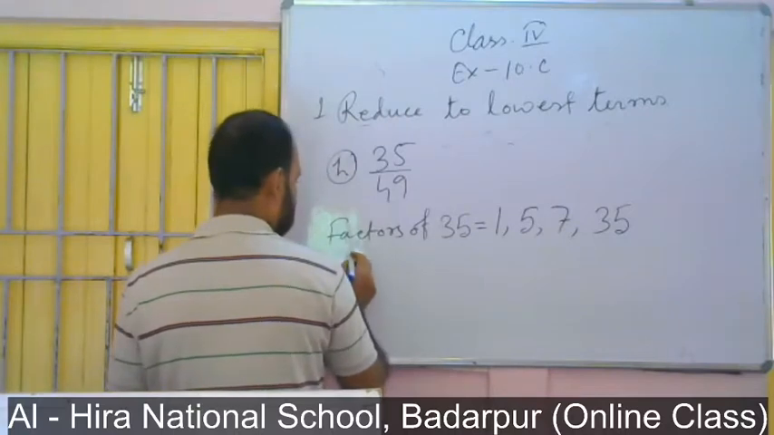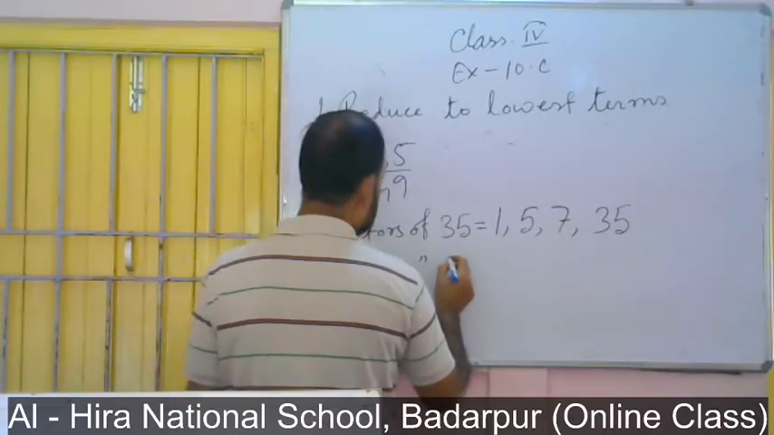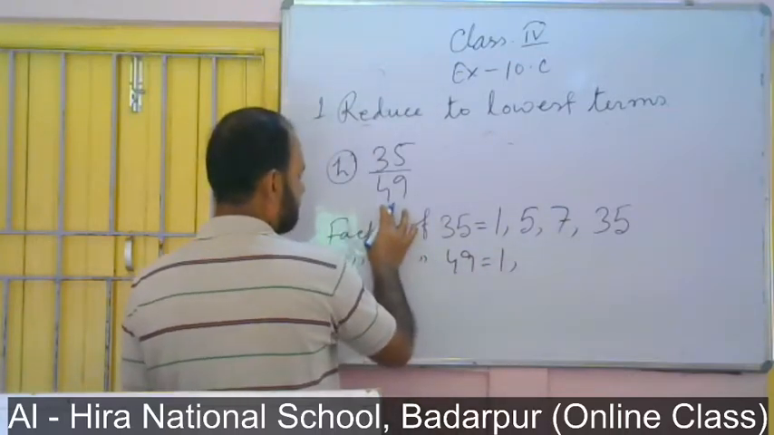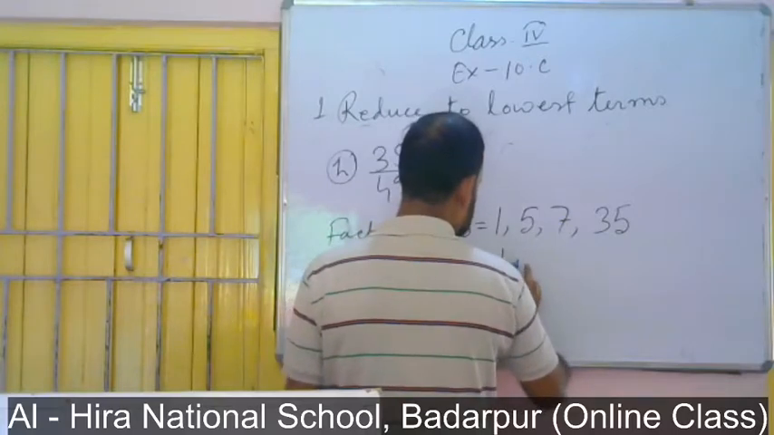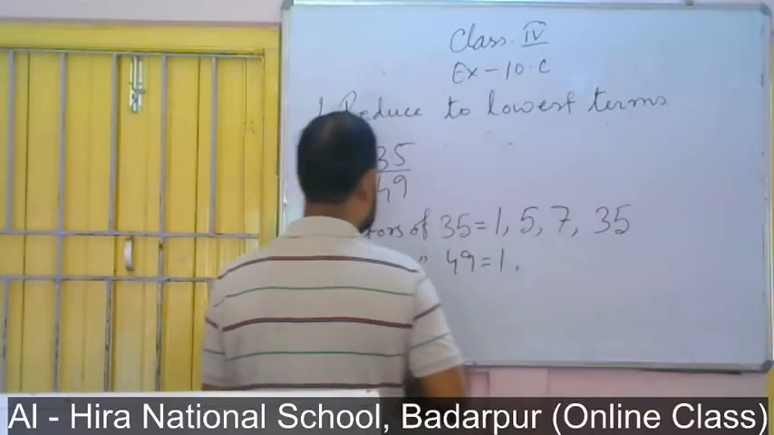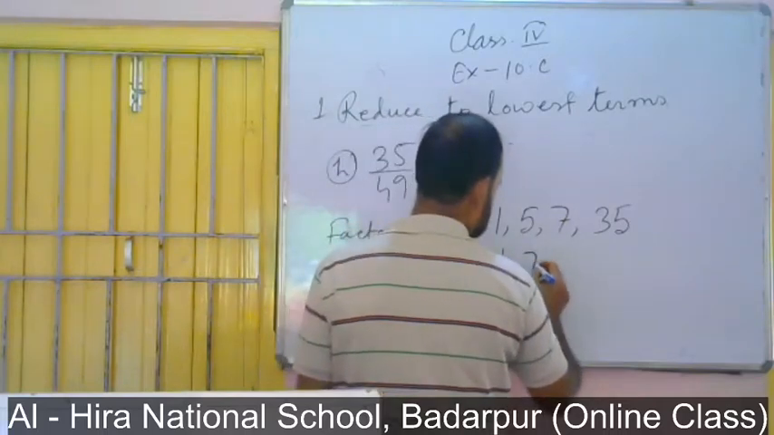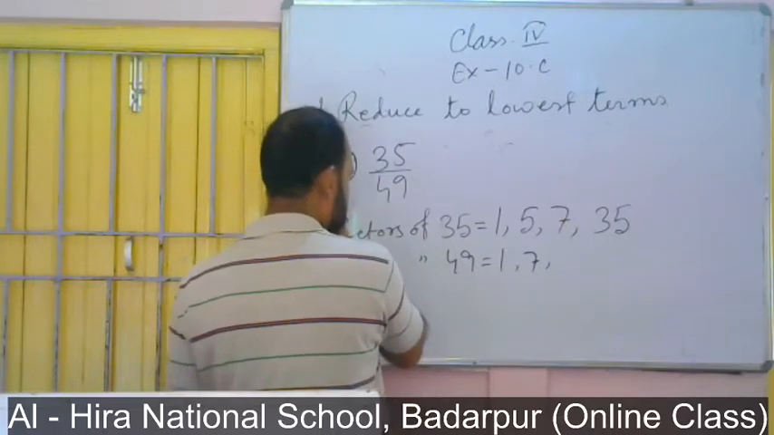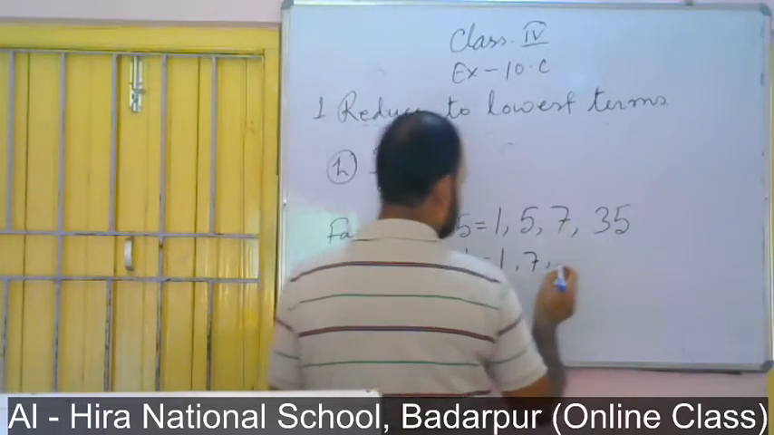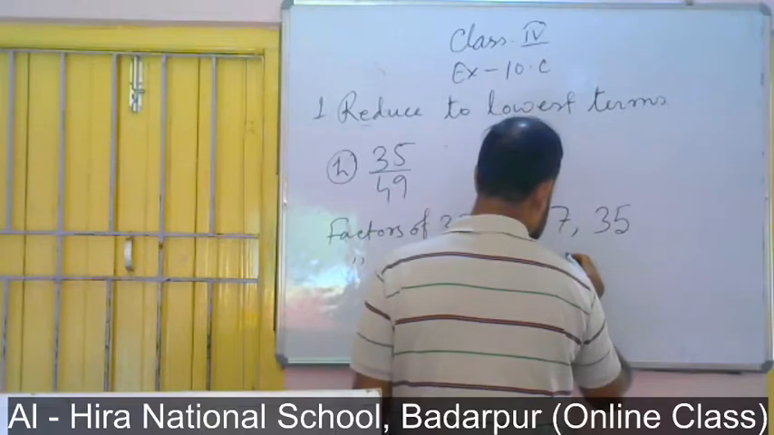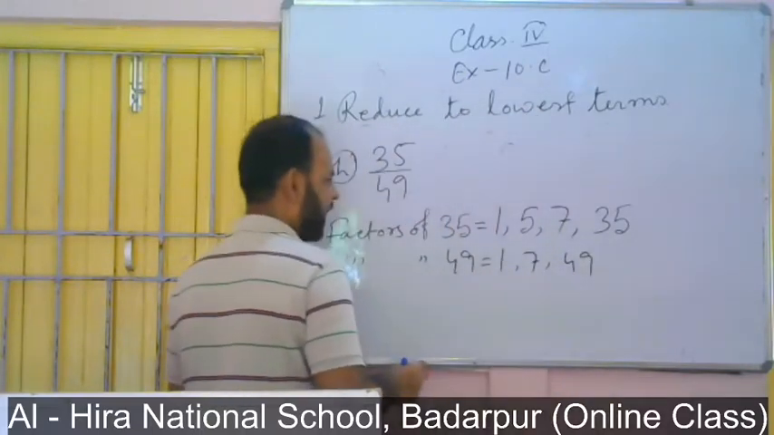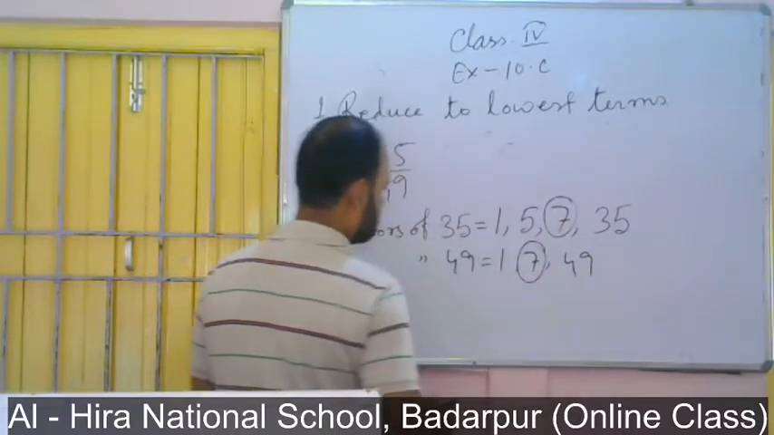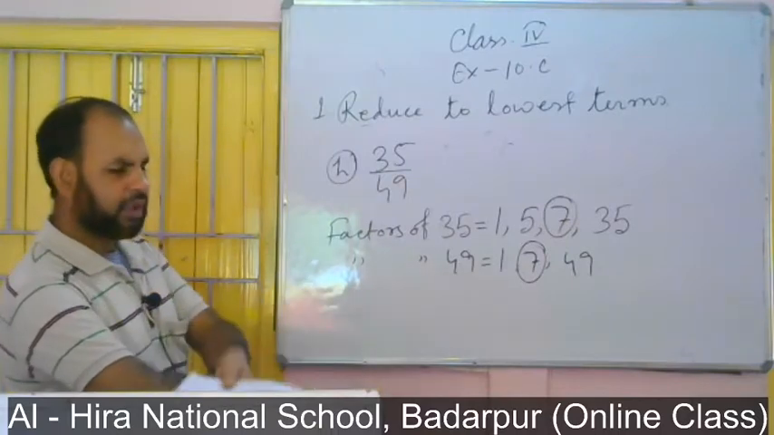The factors of 49 equal to 1 and 2 cannot, 3 cannot, 4 cannot, 5 cannot, 7 7s are 49 and 49 1s are 49. So here we get the only common factor is 7.